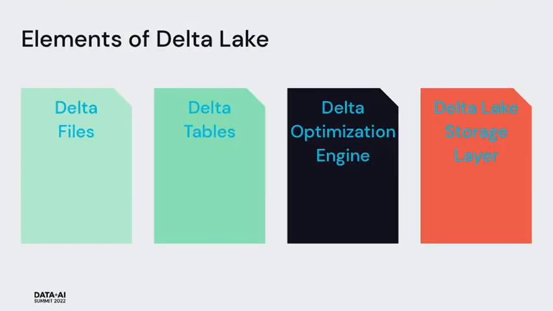Here are four elements that fall under Delta Lake: Delta Files, Delta Tables, the Delta Optimization Engine, and the Delta Lake Storage Layer. By understanding these elements of Delta Lake, you'll get better insights as to how Delta Lake brings database-like functionality to object stores in a data lake.